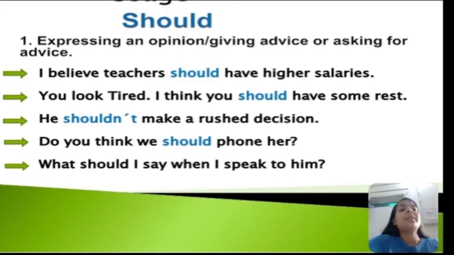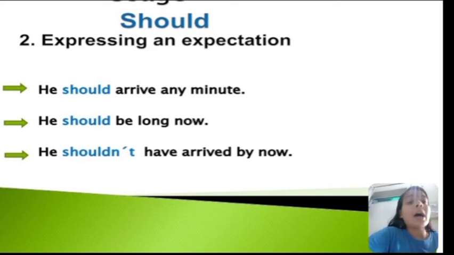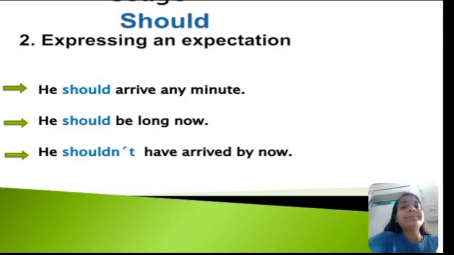Should is also used to express an expectation, like he should arrive anytime. He should be here by now. He shouldn't have arrived by now. In all these sentences, it shows possibility or expectation. Sometimes should is also used to show moral values, like we should love our country, we should not tell a lie, we should obey our elders. So this is how you use should in your conversation.